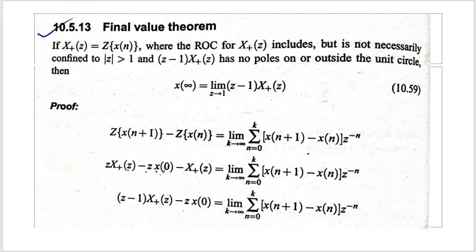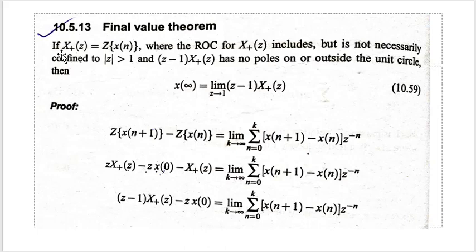Then it is the final value theorem. Final value theorem, as I said, is the last value for the right hand sequence. Consider the right hand sequence. The initial value is nothing but the 0th value, and the final value for x plus of z would be infinite. In that manner you can directly understand.